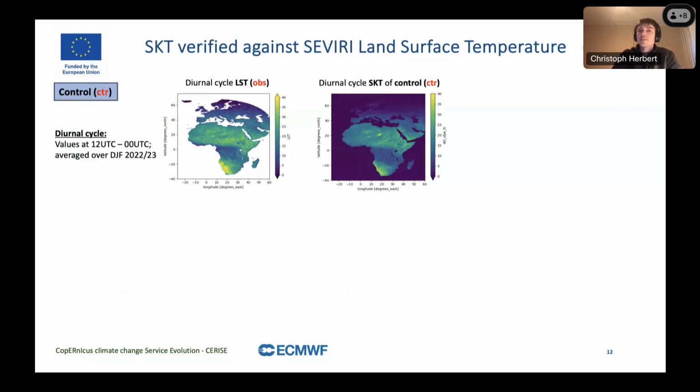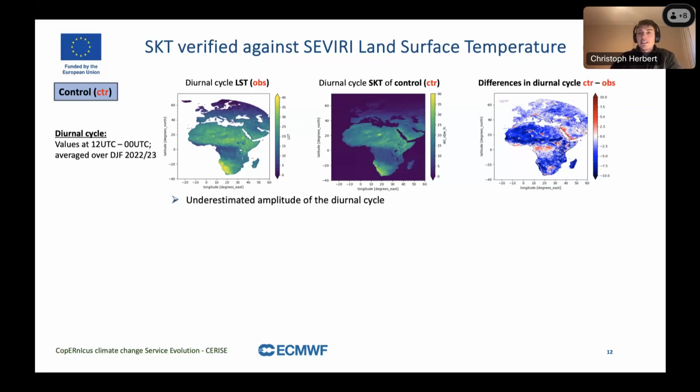So we look at another set of independent observations, where we compare the skin temperature with SEVIRI land surface temperature maps. What you can see here is the control, our weakly coupled system. In the first picture you see the diurnal cycle of the SEVIRI satellite land surface temperature product and the diurnal cycle of our skin temperature. They look similar, but are not of the same magnitude.